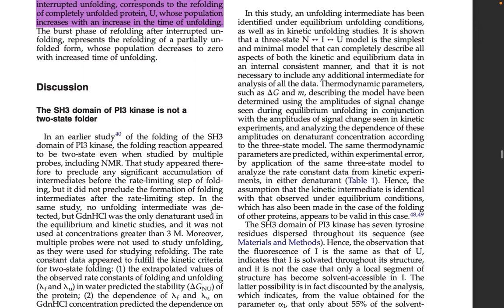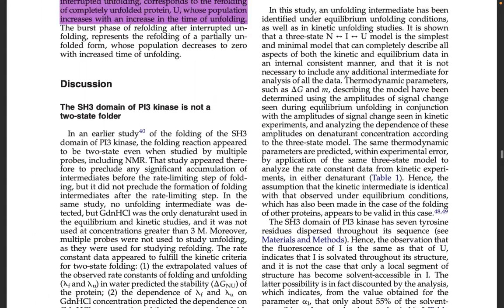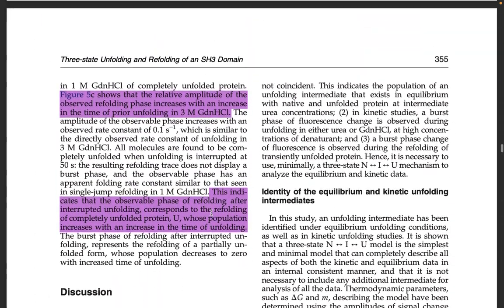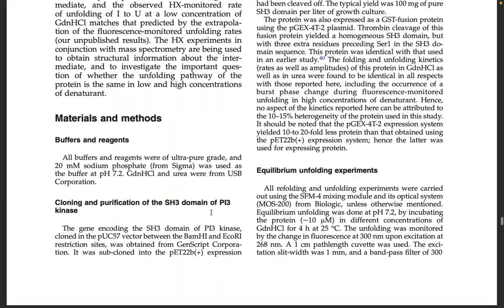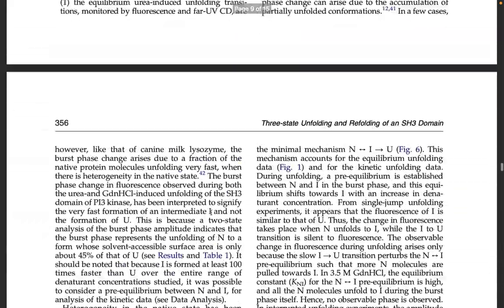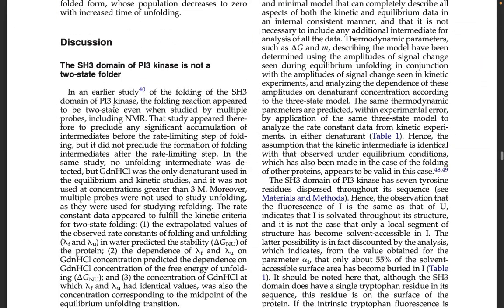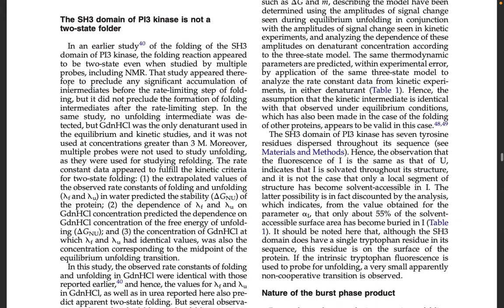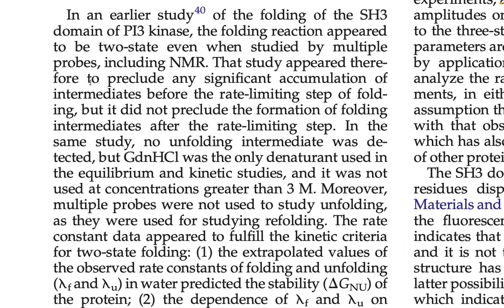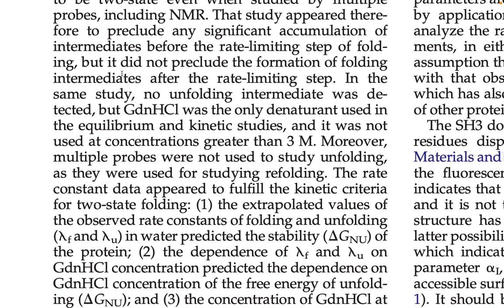Now the discussion. Number 1, the SH3 domain of PI3 kinase is not a two-state folder. This is quite a big discussion, but we'll read it quickly. In an early study, the folding reaction of the SH3 domain of PI3 kinase appeared to be two-state even when studied by multiple probes, including NMR. The study appeared therefore to preclude any significant accumulation of intermediates before the rate limiting step of folding, but it did not preclude the formation of folding intermediates after the rate limiting step.